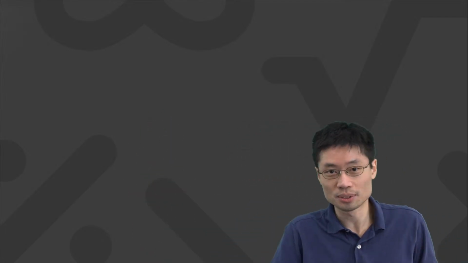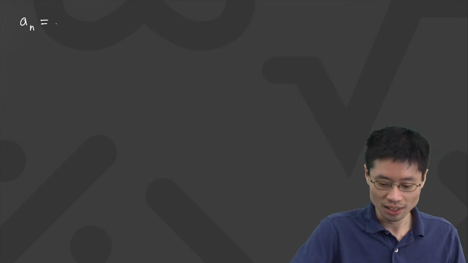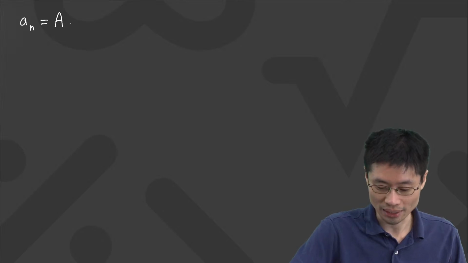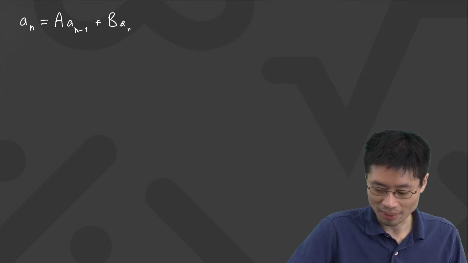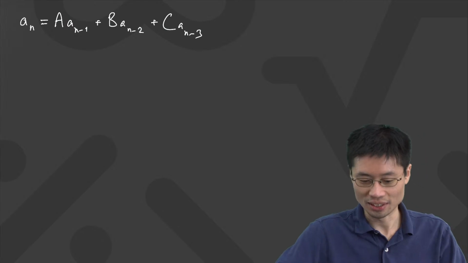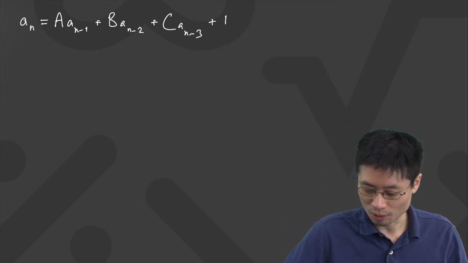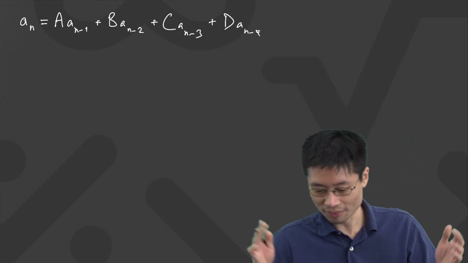Suppose I have some general other recurrence, right? Let's suppose I have a general recurrence of the form a_n equals, we'll give it a capital A, a_{n-1} plus capital B, a_{n-2} plus capital C, a_{n-3}. Actually, let's put a fourth one, just so I can prove a point, plus capital D, a_{n-4}. So now I've got a bunch of these.